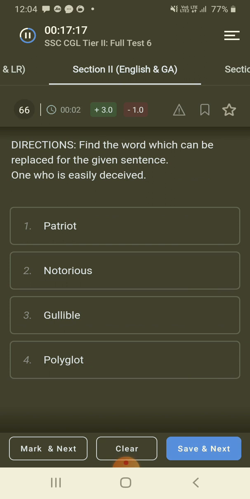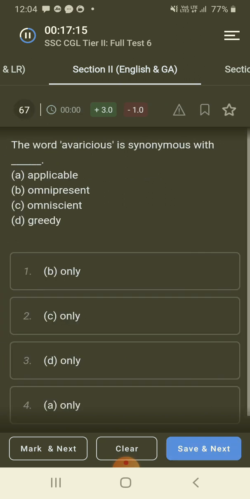One who is easily deceived. The word avaricious is synonymous with greedy.